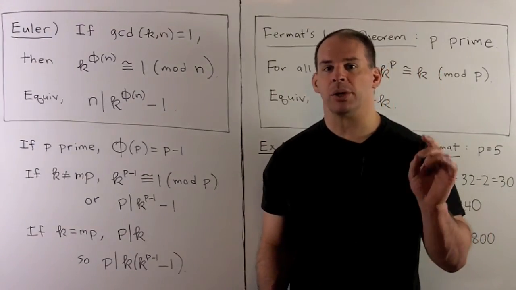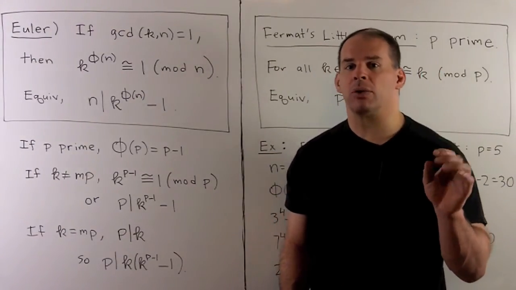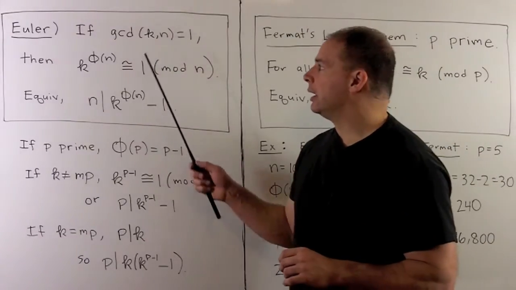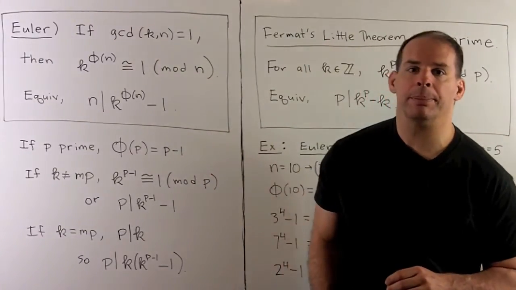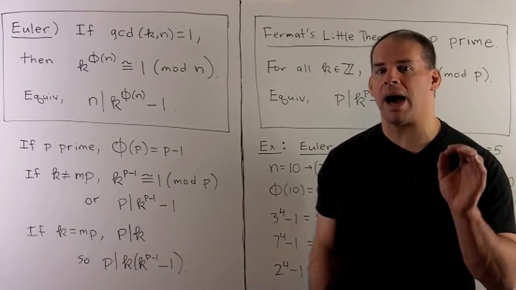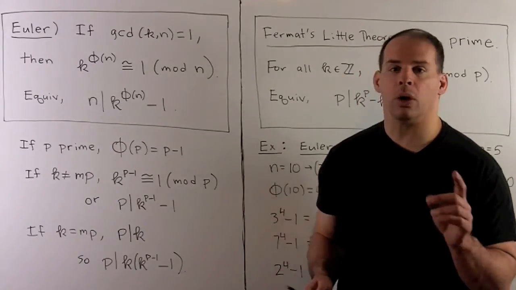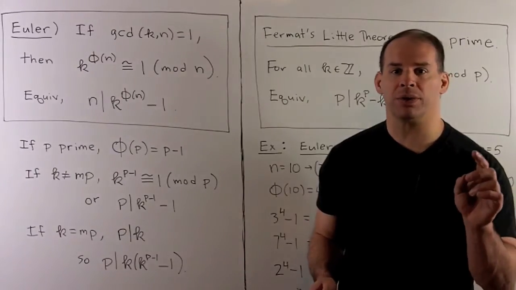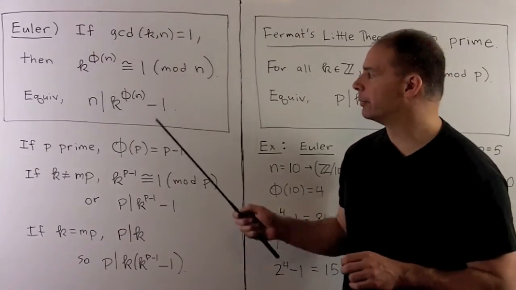If we rephrase in terms of integers, we have the following result of Euler. If k and n are relatively prime, then k to the totient function on n is congruent to 1 mod n, or n divides k to the totient function on n minus 1.